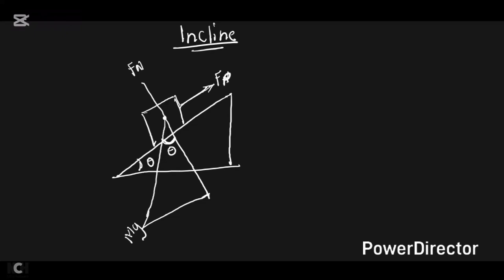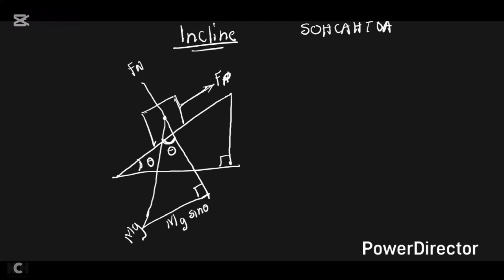If from here up to there it's mg, what are we supposed to do to find this component of mg? Remember SOHCAHTOA. To find the opposite side here, you have to use sine. The hypotenuse, which is this side, is mg. So to find the opposite, this side, it should be mg sine theta.